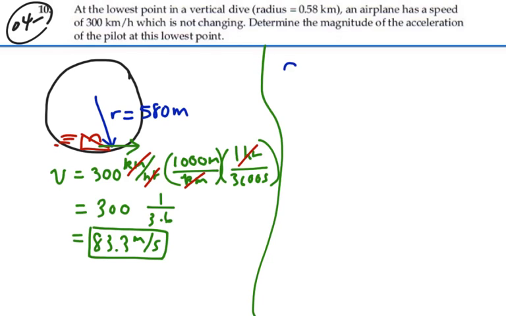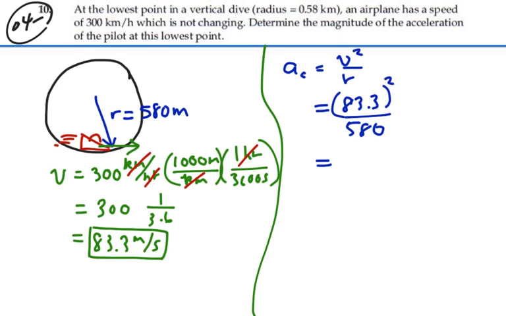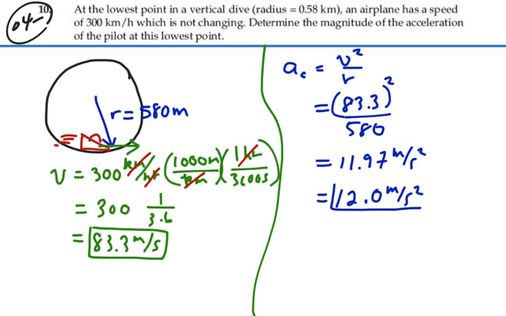Our centripetal acceleration is equal to the velocity squared over the radius of the curvature. 83.3 squared over 580 meters will give us the centripetal acceleration, which is 11.97 meters per second squared, or we can round that to 12.0 meters per second squared. That is our centripetal acceleration.